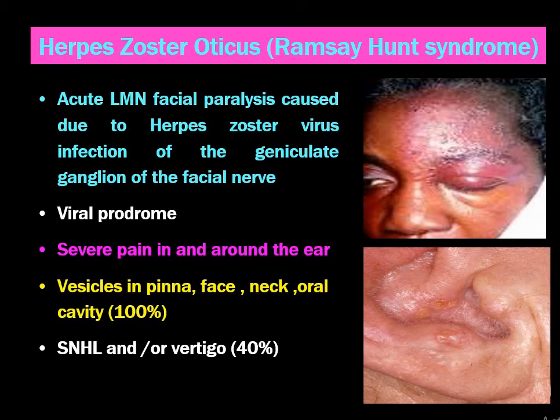It usually presents with a viral prodrome and severe pain in and around the ear, as you can see here, a severely painful area, and there will be vesicles on the pinna, face, neck, or oral cavity. In 100% of the patients, the vesicles lie on the pinna. So this is the pinna, these are the vesicles. Then the face, the neck, and the oral cavity. The patient might also develop sensory loss or vertigo in 40% of the conditions.